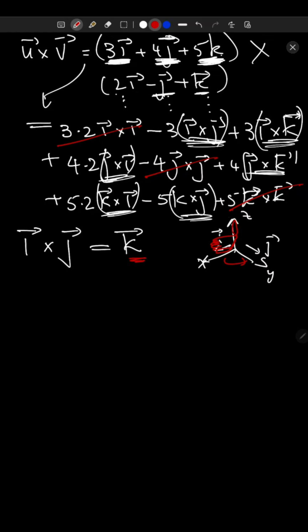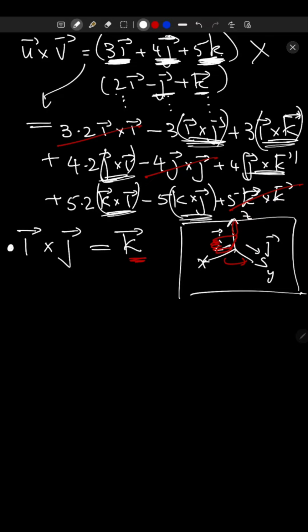The length is 1 because the length of i cross j is the length of i, which is 1, times the length of j, which is 1. And then i and j are perpendicular, so sine of theta is 1. So i cross j is something times k from the right-hand rule, and from the actual computation of the length, it's 1 times k.